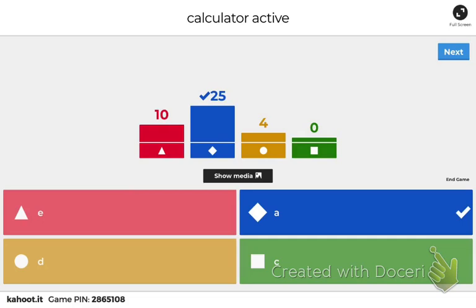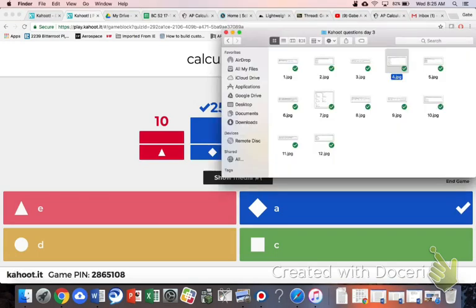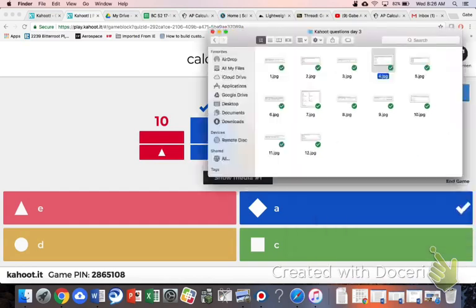Anybody want to go over that one? All right. Say again? Someone wanted to go over it? Yeah. So it looks like it was mostly E.